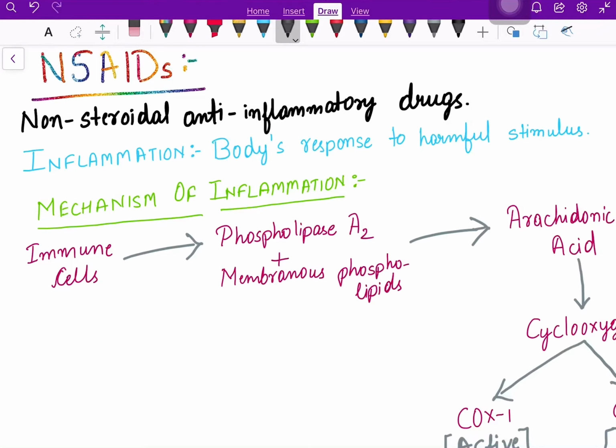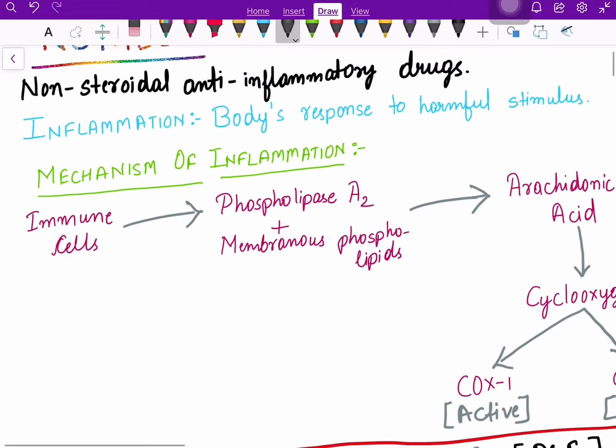Hello guys, today we will talk about NSAIDs. NSAIDs stand for non-steroidal anti-inflammatory drugs. To understand NSAIDs more clearly, we should have a good idea about inflammation. What is inflammation and its mechanism? Inflammation is the body's response to the harmful stimulus, which can be due to some injury or trauma.